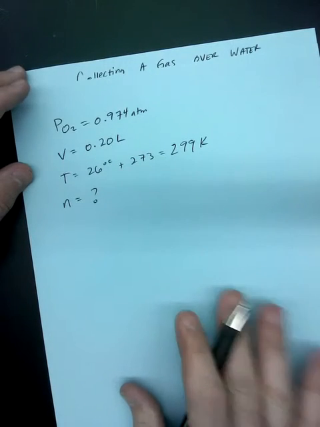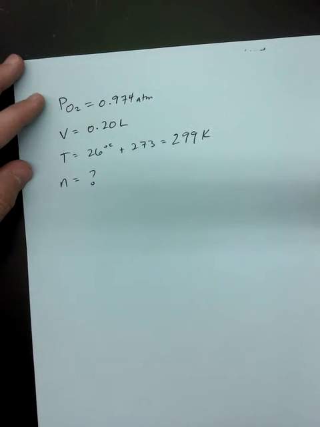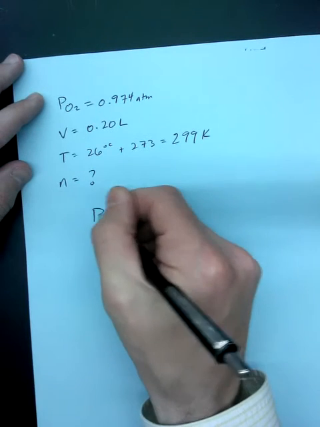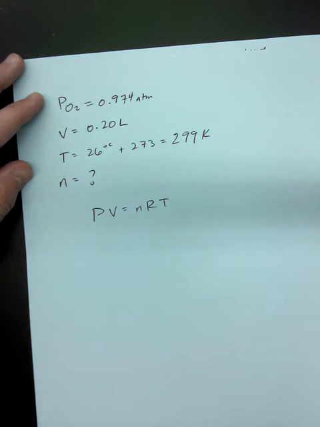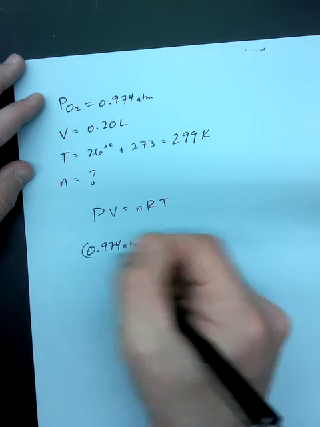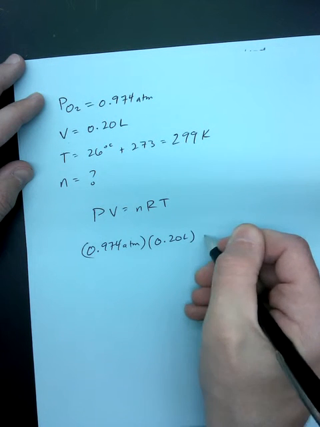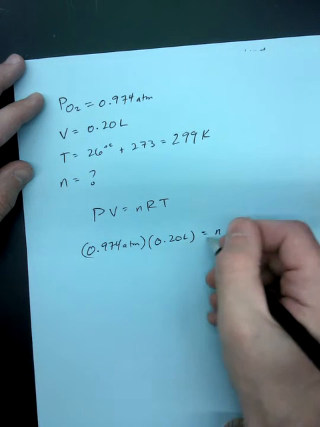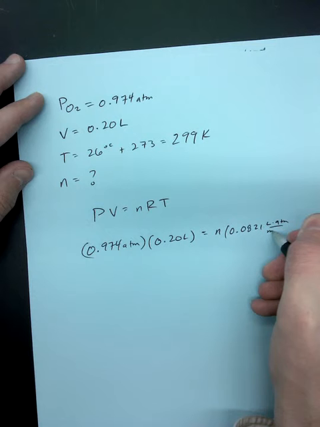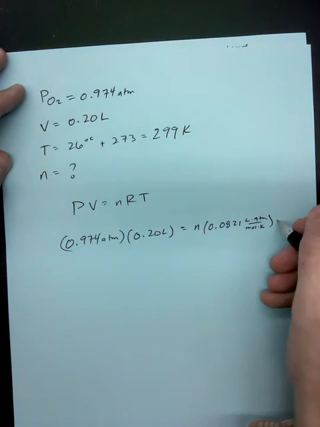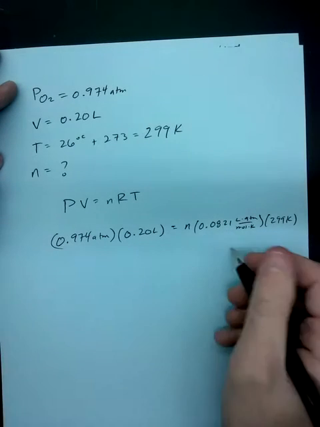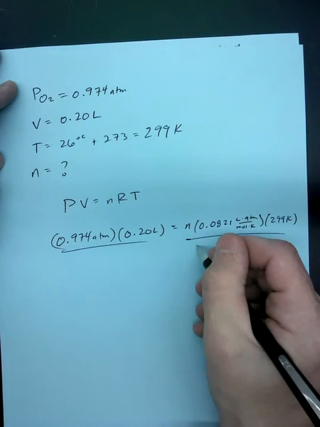If you haven't immediately thought of what equation to use, this is where you should be asking yourself, okay, here's the information I have, here's what I'm looking for, what equation do I use? And hopefully you recognize it's the ideal gas law. PV equals nRT. So, 0.974 ATM is my P. I'm going to multiply it by my volume. I'm going to set that equal to n and R. R is 0.0821 liters ATM per mole Kelvin. And then my temperature, 299 K. So I'm going to solve for n. I'm going to divide both sides by R and T.